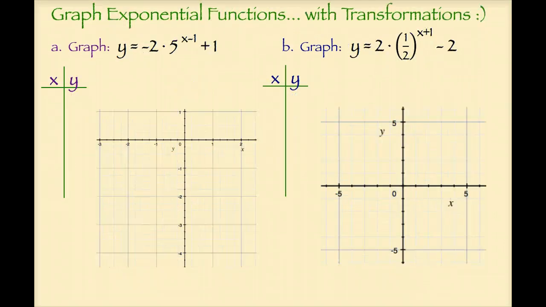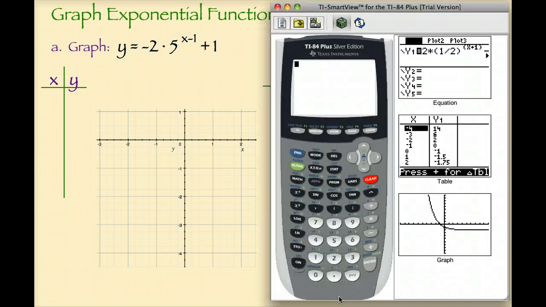Let's do some more graphs with transformations. Notice here in this first growth function, since this is a 5, we would have a horizontal shift, a vertical shift, a reflection, and a dilation. In this decay function, since our b here is 1/2, we have a horizontal shift, a vertical shift, and a dilation. I think I'm going to bring up my old friend TI-84 to help us with this graph.